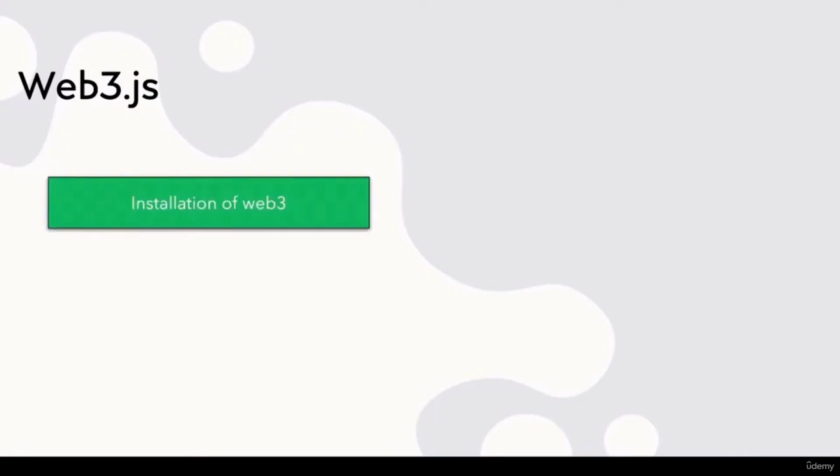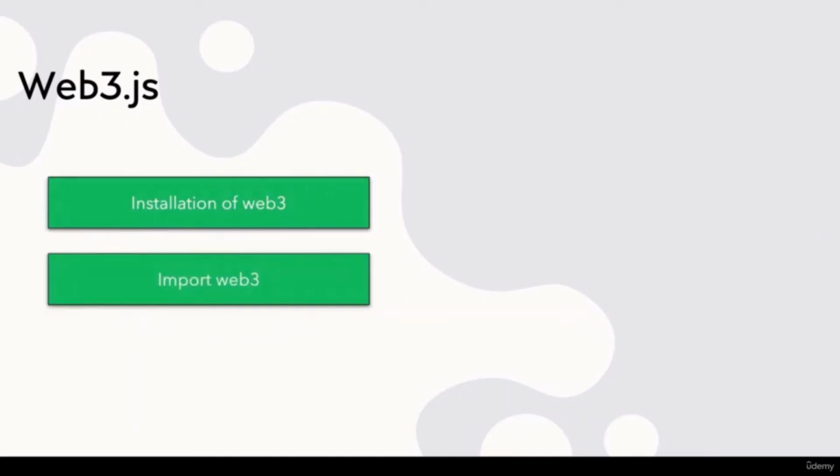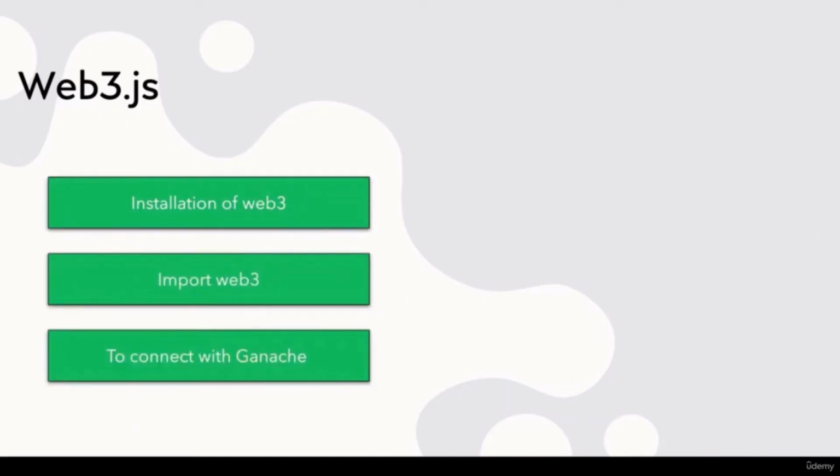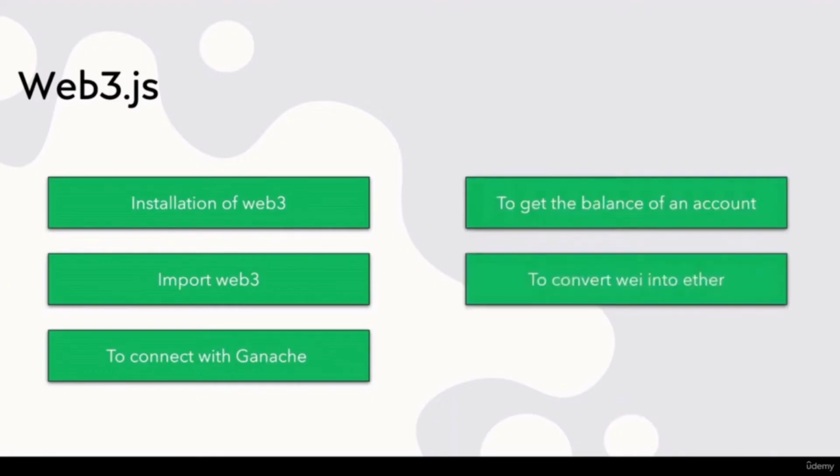So here what we are going to learn is how to install web3, how we import web3, and how we connect it to our Ganache. In Ganache, multiple accounts are available. Let's say we want to know the balance of any particular account, then how we can know that with the help of web3.js. Next, the balance that we have fetched from the account of the Ganache, how to convert it into Ether with the help of web3. This is because the things that we get are generally in the form of Wei. So we will convert it into Ether with the help of web3.js.